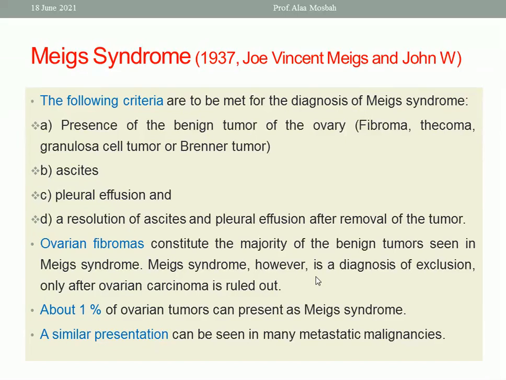About 1% of ovarian tumors present as Meigs syndrome, and as I said before, a similar presentation can be seen in many metastatic malignancies. So you should exclude malignancy.